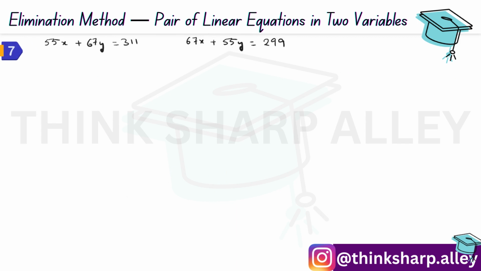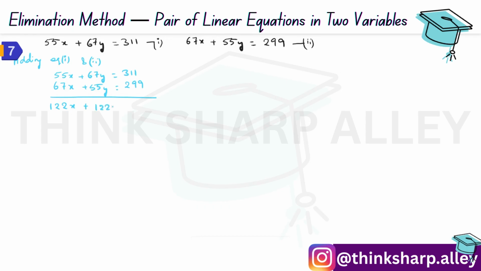Because of this pattern, we can use a smart strategy. First, let us add these two equations. So if I add these two equations, I'll get 55x plus 67x. That's 122x. And the same numbers we're adding over here, 122y equal to 610. So we'll factor out 122.